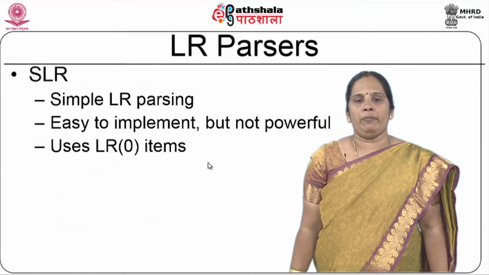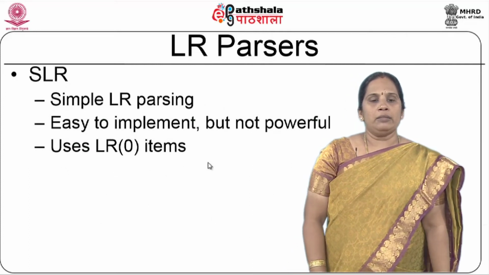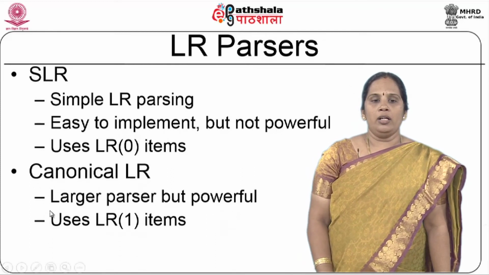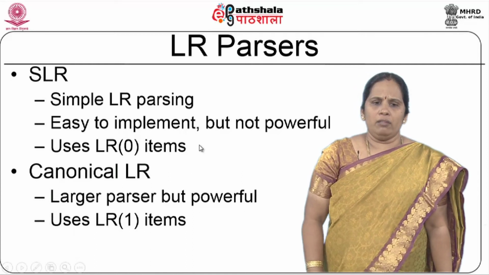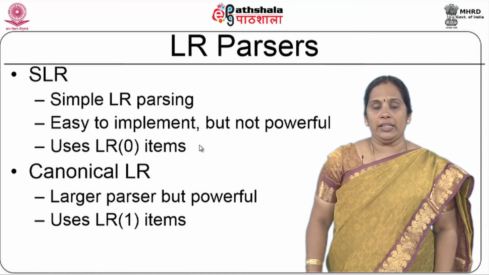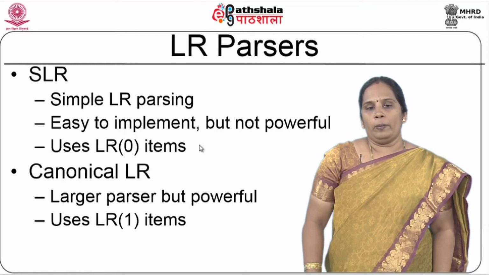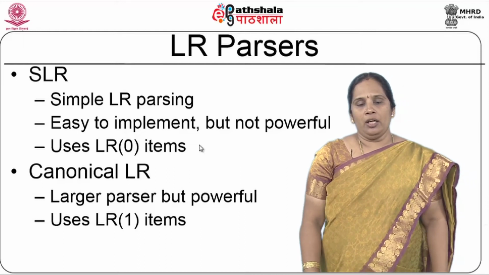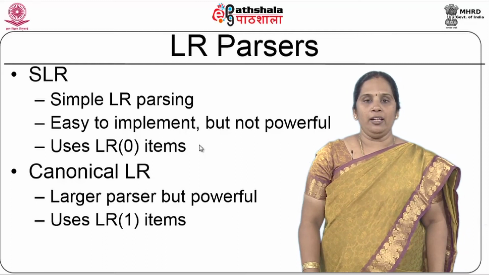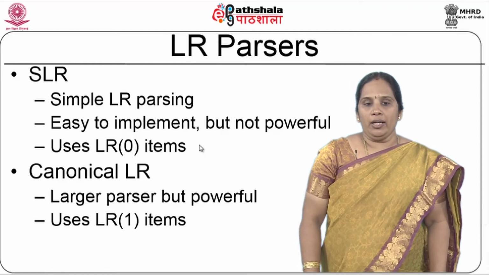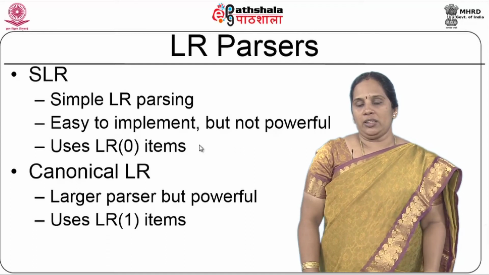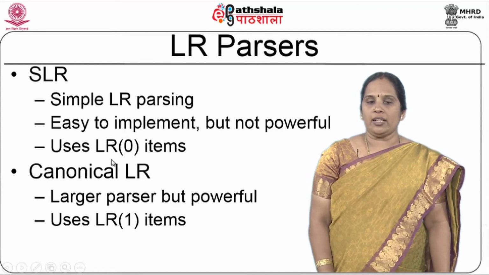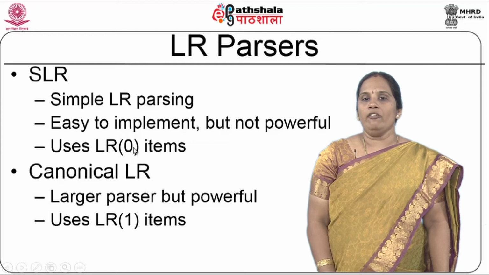LR parsers can basically be classified into three categories: simple LR, canonical LR and look ahead LR. Simple LR, as the name itself suggests, is going to be simple LR parsing. It is easy to implement, but it is not powerful, and it uses what are called LR(0) items for construction. The parser is an SLR(1) parser. It has one look ahead symbol, but the item set which is constructed is the basis for constructing the parsing table. That item set construction is basically what is called LR(0) items.